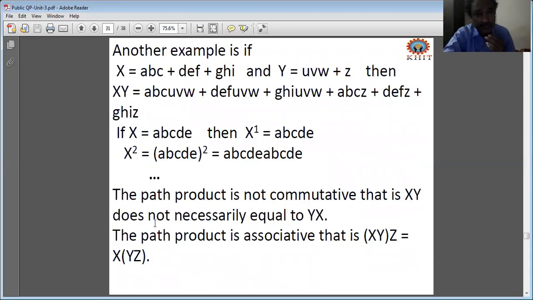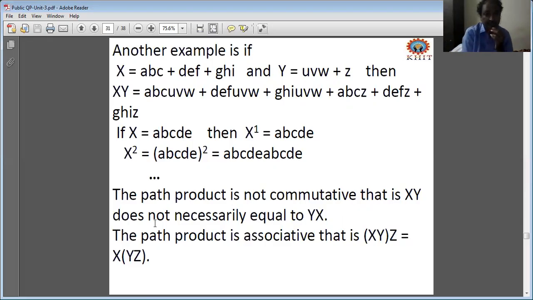Another example is if X equal to ABC plus DEF plus GHI and Y equal to UVW plus Z, then XY means you have to multiply both. Then you get ABC UVW plus DEF UVW plus GHI UVW plus ABC Z plus DEF Z plus GHI Z.